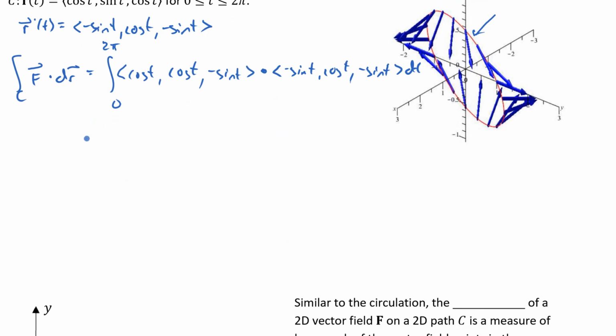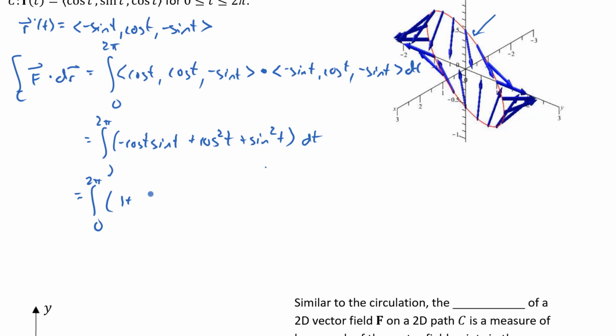Let's take a look here. Hopefully this will end up being a nice one with all these trig ones. We'll see. We'll get negative cosine of t sine of t plus cosine squared t plus sine squared t. Ooh, not quite what we had hoped. That's okay. So we get not too bad of an integral. We get 1 minus cosine of t sine of t dt. So not too bad.